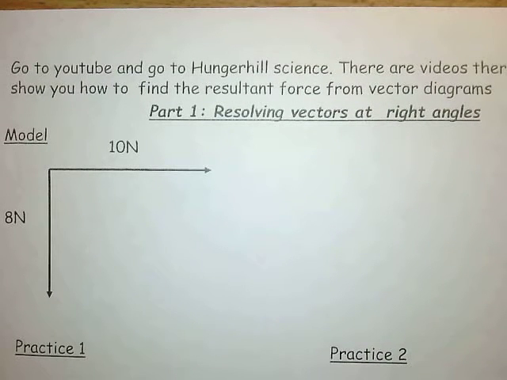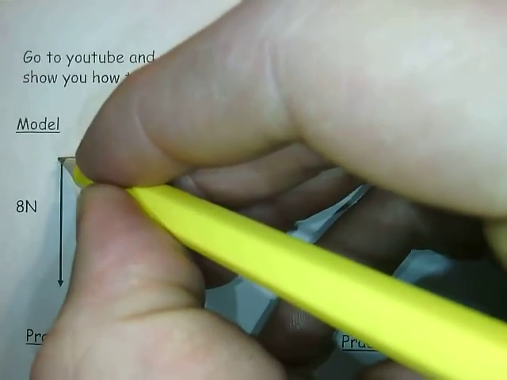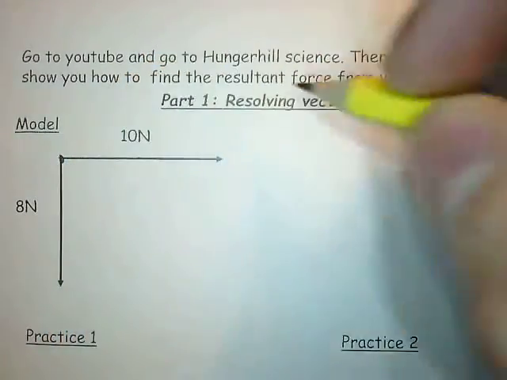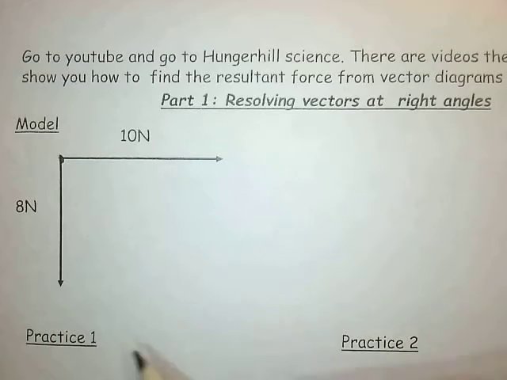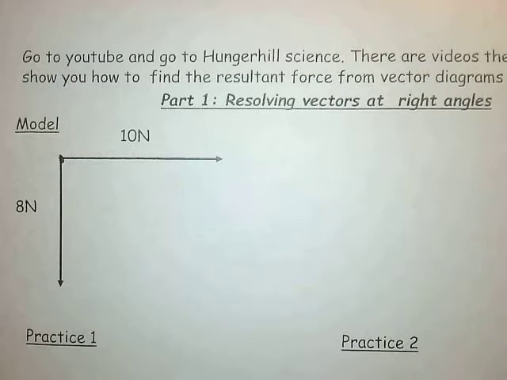Okay, the first one of these we're going to look at is where we've got two vectors at a right angle, two forces at a right angle, and we're going to be looking for the resultant force. So you've got to think about what is actually happening here. If you've got an object which is going to be starting in this corner where the two forces are coming from, it's being pulled with 10 newtons this way and 8 newtons this way. So 10 newtons to the right, 8 newtons down.